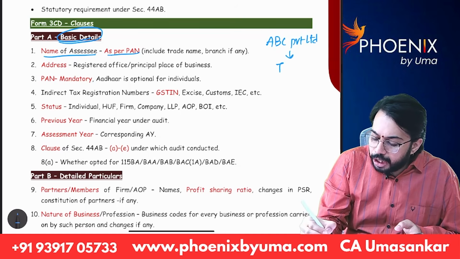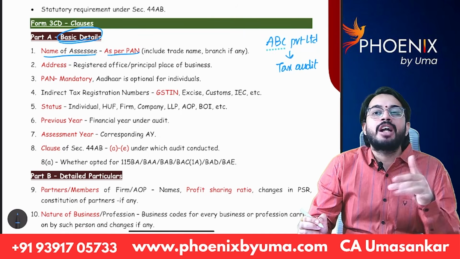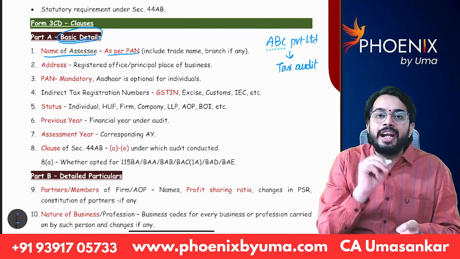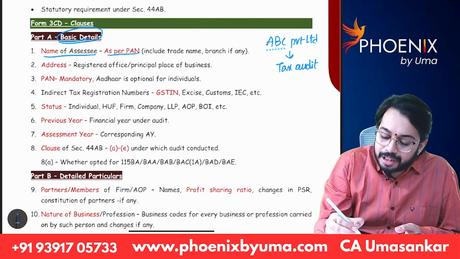I am doing tax audit of ABC Private Limited. I have to answer 44 questions, right? Question number 1 is, what is the name of the assessee? I have to write the legal name of the assessee. If there is a trade name, I will also write the trade name.